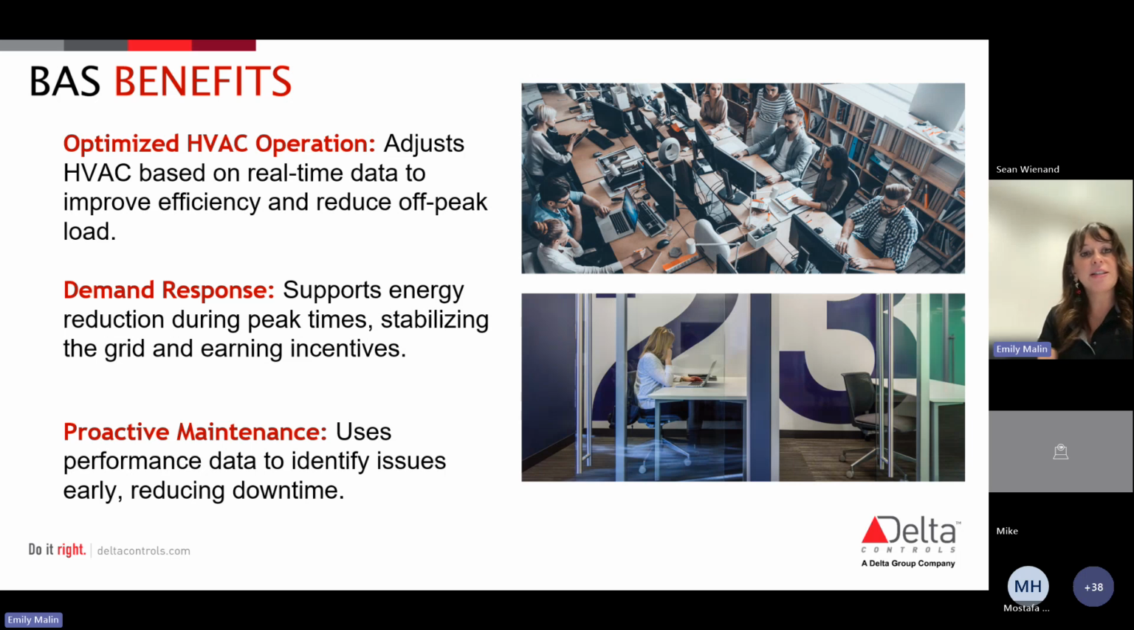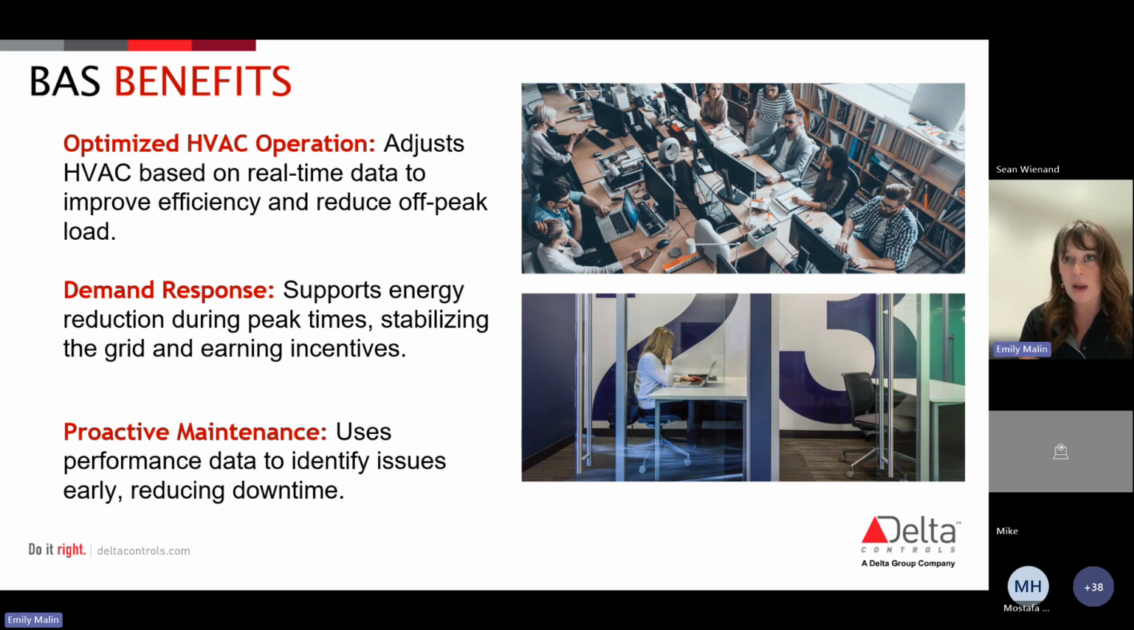A few other benefits. So that optimized HVAC operation. If we look at these two pictures here, in that top picture you're seeing a study room with multiple people in it. You have multiple different computers. You have a lot of different heat sources. So this room is going to have a much higher heat load than the picture below it, which is just one gal in the study room by herself, right? So when you think about what a building automation system can do here, if it's able to respond quickly to changes in occupancy, you're going to be able to support that energy reduction during peak times.